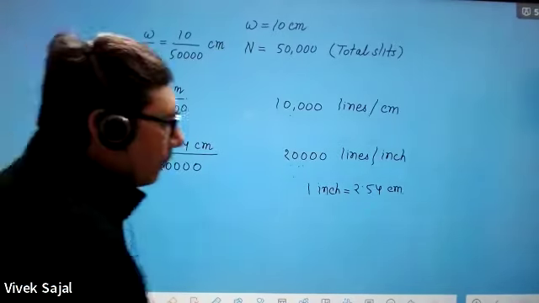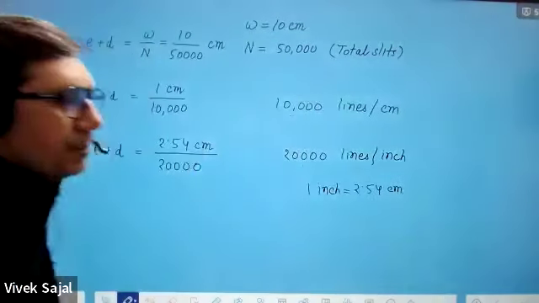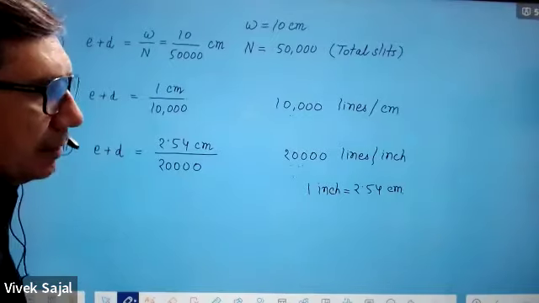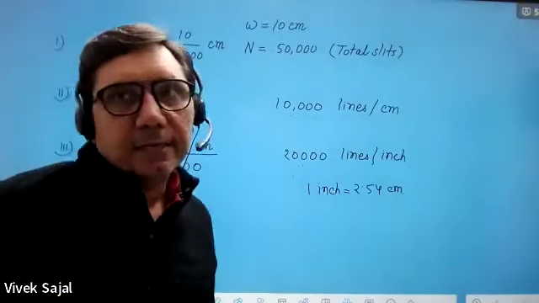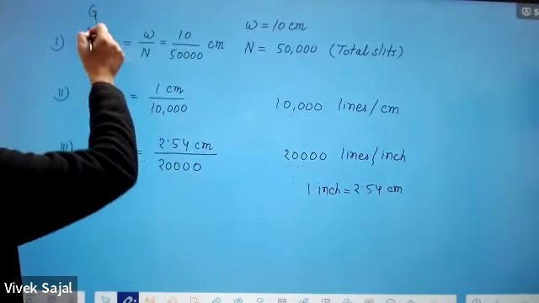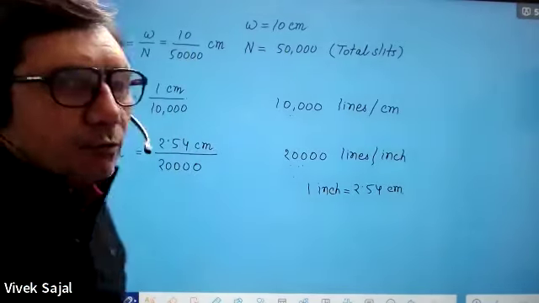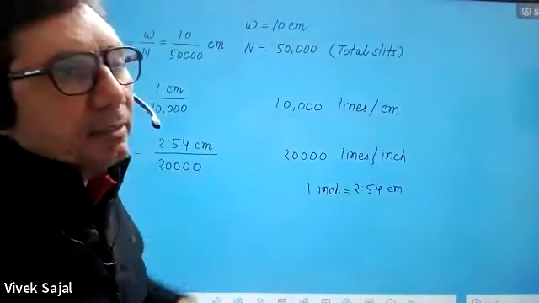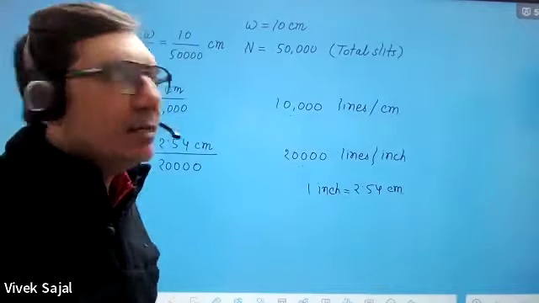Yes, beta, please. Sir, E plus D is known as the grating element? Yes, E plus D is known as grating element. Sir, is the data you are providing fixed data? No, this is not fixed data. I've just taken an example here. These are examples. They may change the data here.